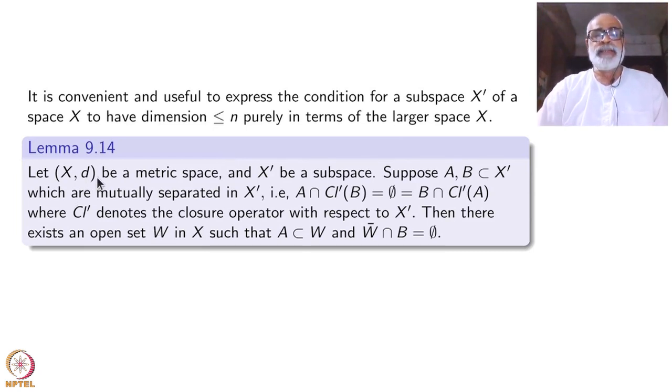So this lemma says: start with a metric space. This is a general lemma. Let X prime be a subspace. Suppose A and B are subsets of X prime which are mutually separated in X prime. Remember, mutually separated means A intersection closure of B is empty, and similarly B intersection closure of A is empty. This time I am taking closures prime inside X prime. Because there are two spaces involved here, you don't know where you are taking the closure if you just say closure or B bar and so on. I will use bar to denote the closures inside X, the standard one. For subspaces I will use this notation, closure prime.